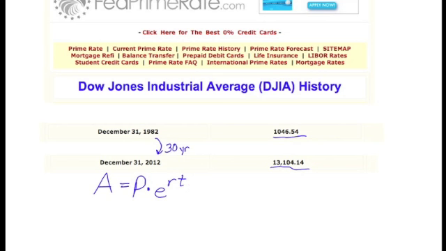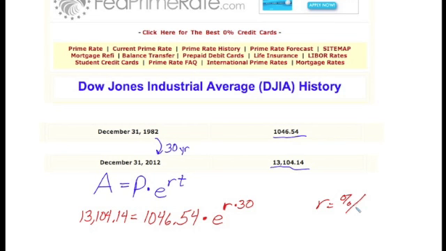So let's see what that does with these numbers. This says our final amount, $13,104.14, is equal to our original amount, $1,046.54, times Euler's number, e, to the r, I don't know what r is, times t, time. If we put in a 30 here, that means r is going to be our percent per year that the Dow Jones has grown in the time that goes by. So that's fine. We'll just assume that r is a percent per year.